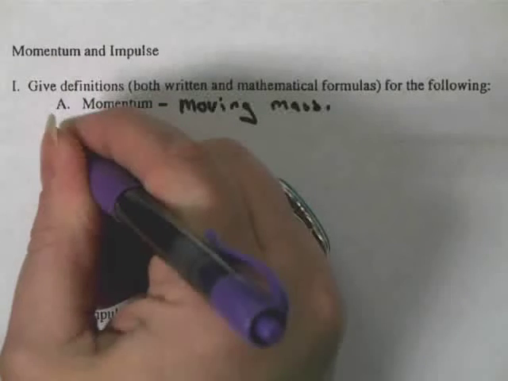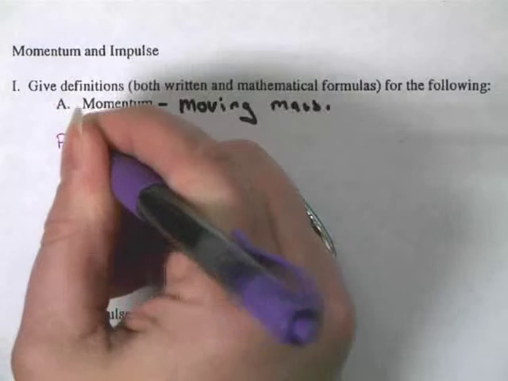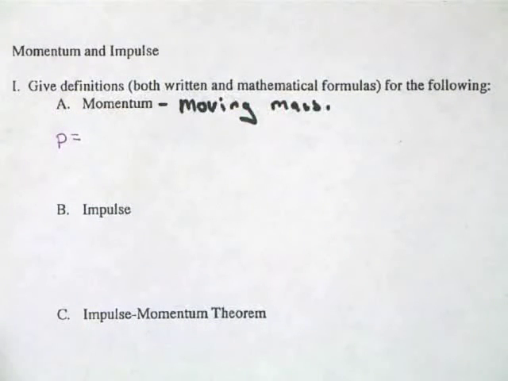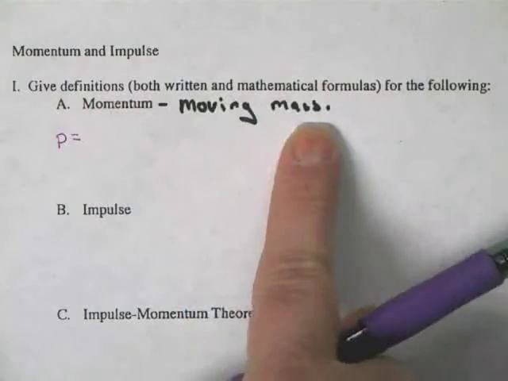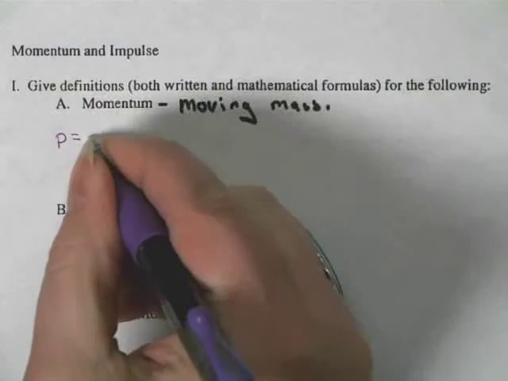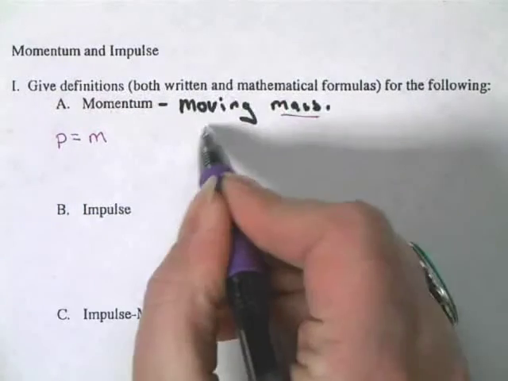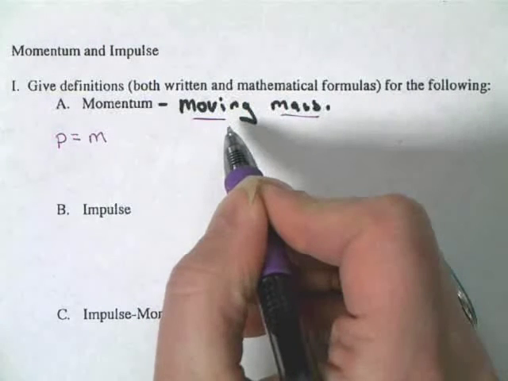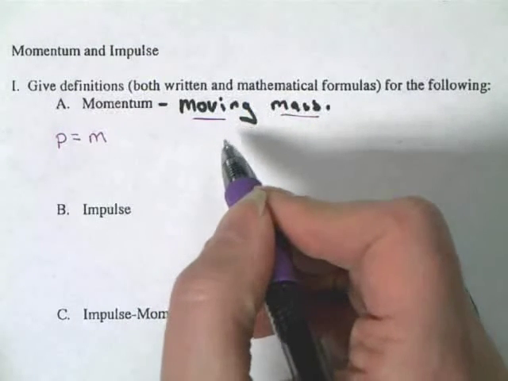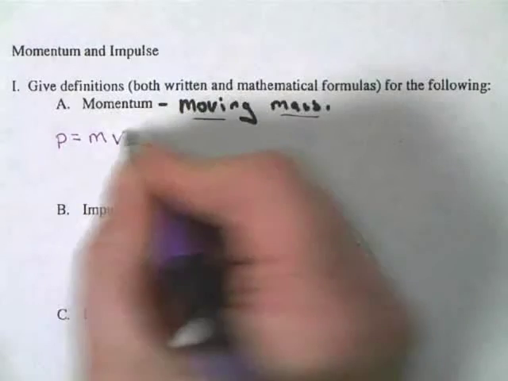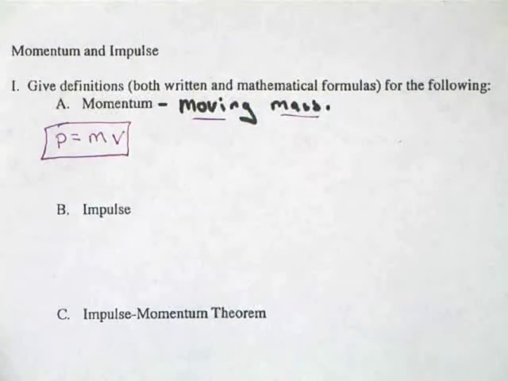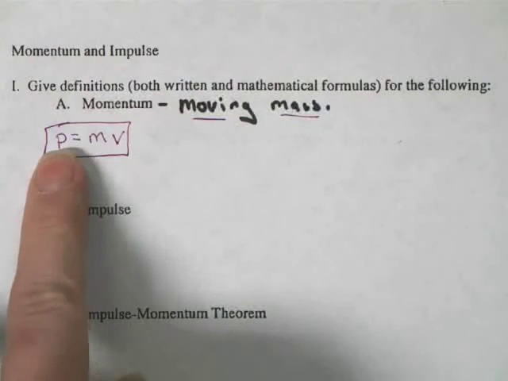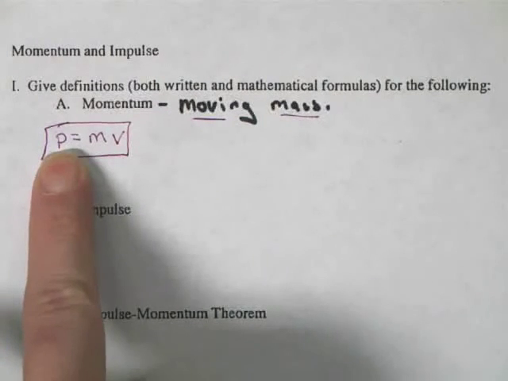P is momentum. Capital P is already taken for power. Momentum is lowercase p. And we say moving mass. So mass is important. Momentum is equal to mass. And then what's the variable we use to represent moving? Velocity. So it's mass times velocity. And that's our equation. You can't really get a simpler equation than that. P equals m times v. Okay, the really only tricky thing is remembering that this lowercase p stands for momentum.